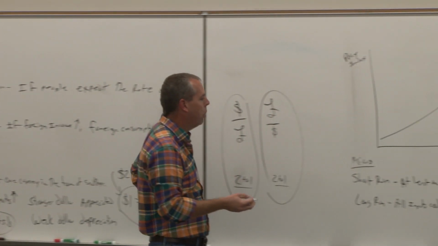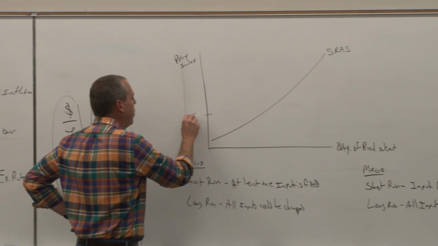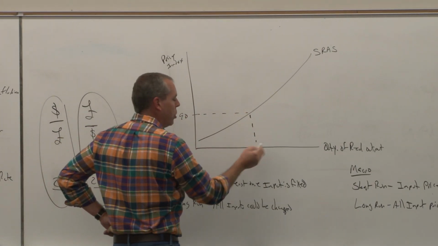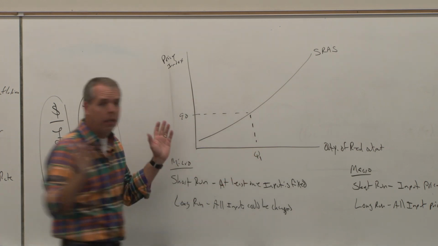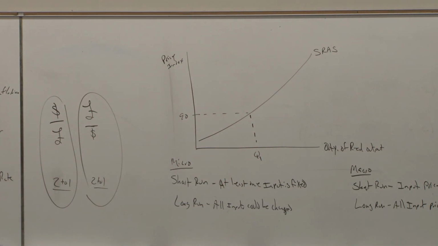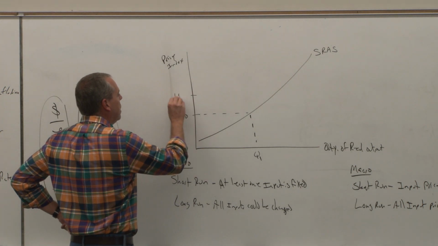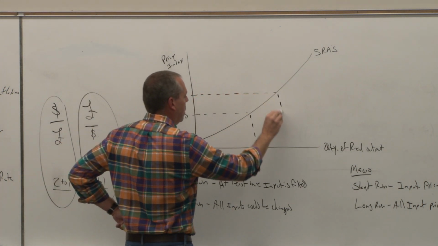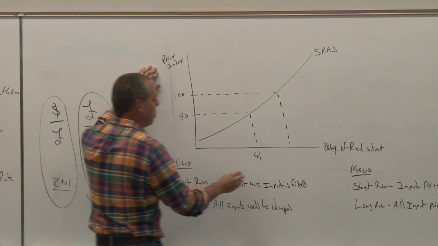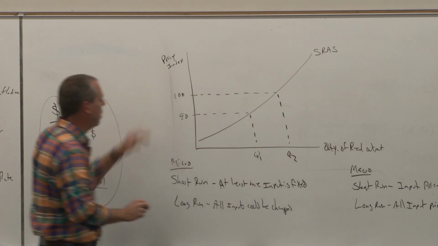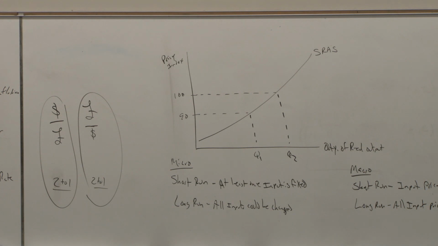Let's think about what happens here. We've got some price level 90. We're just making some amount of output, whatever that guy is. We're just making Q1 level of output. Now, all of a sudden, for whatever reason, prices go up. Remember, this is our price index. So they're going up about 11%, right? They're going up from 90 to 100. For some reason, on average, all prices tomorrow go up 11%.